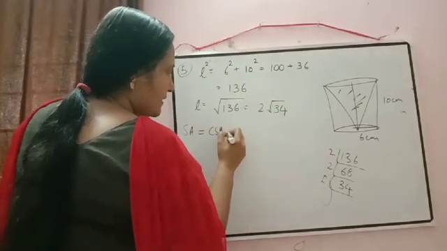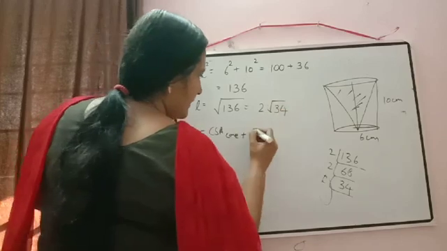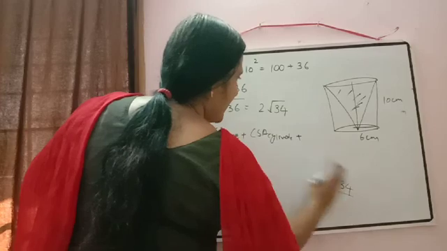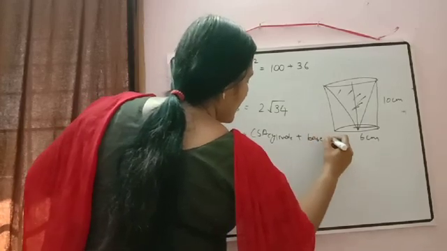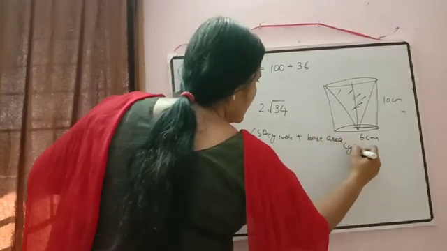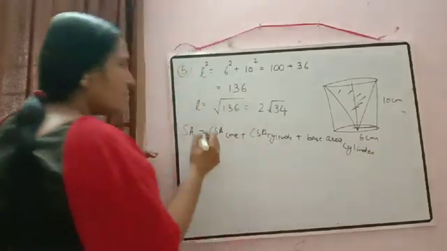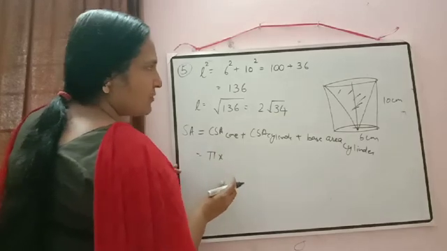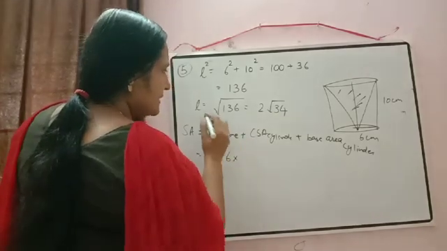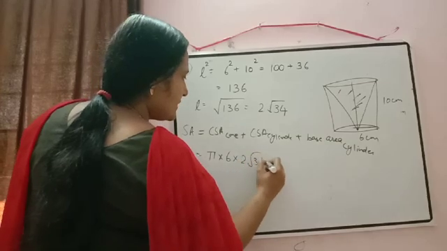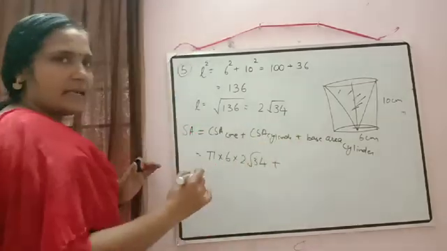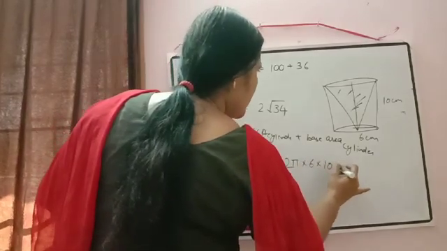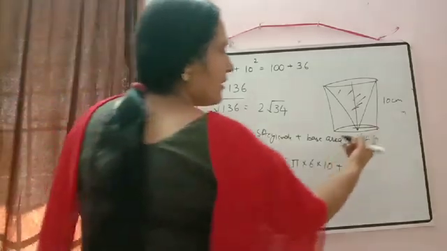First, curved surface area of cone. Then, curved surface area of cylinder. Then, plus base area of cylinder. Now, curved surface area of cone, formula is pi r L. So, pi into, what is the radius of the cone? 6, into slant height 2 root 34, plus curved surface area of cylinder 2 pi r h. 2 pi into 6 into 10, plus base area of this cylinder.